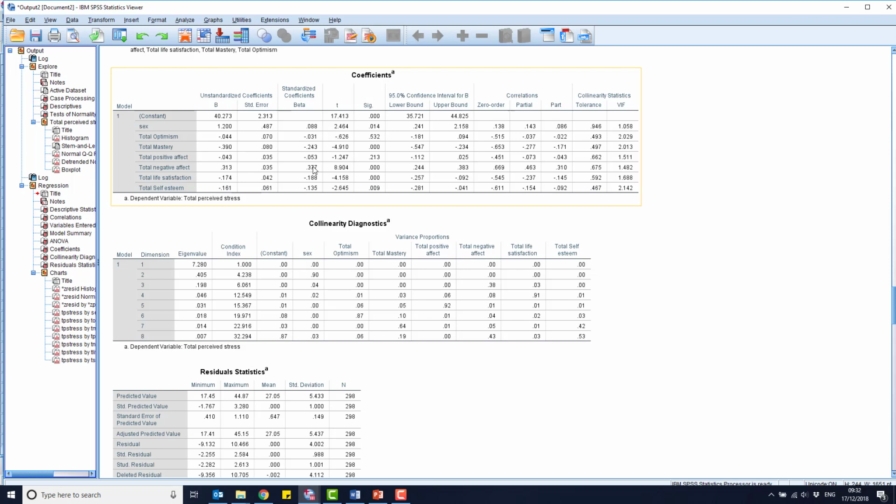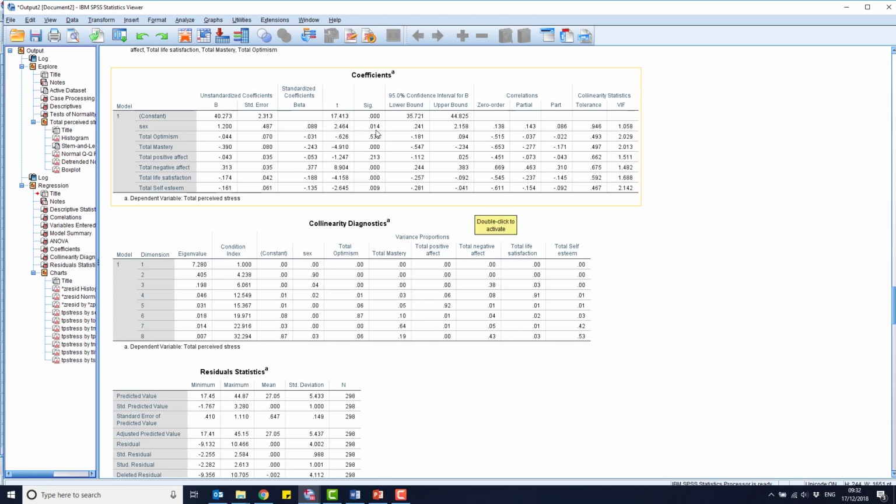So that looks like our strongest predictor, which is followed quite closely next by mastery scores, life satisfaction, and then gender, and then optimism. So we can see that's the strength of the relationships, in order, between predictors and outcome, but we'll need to look at whether that's statistically significant.